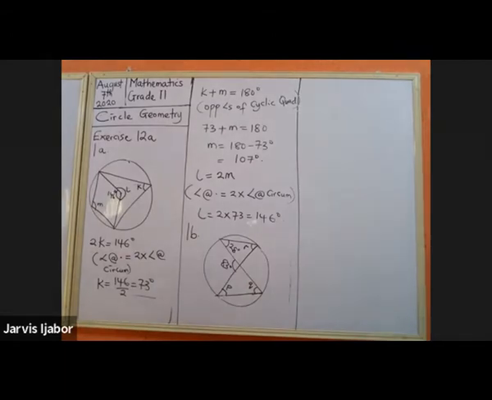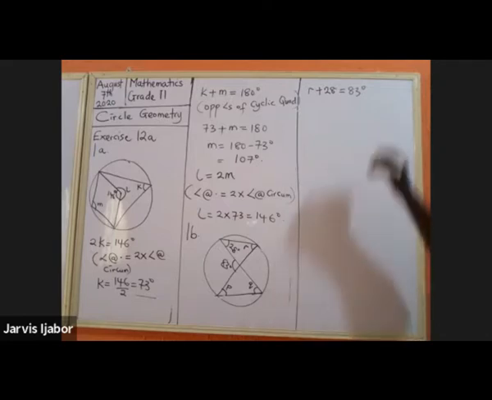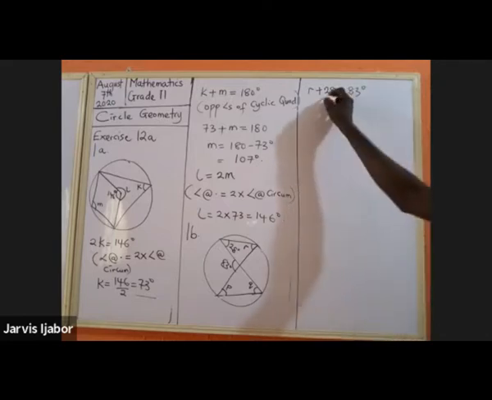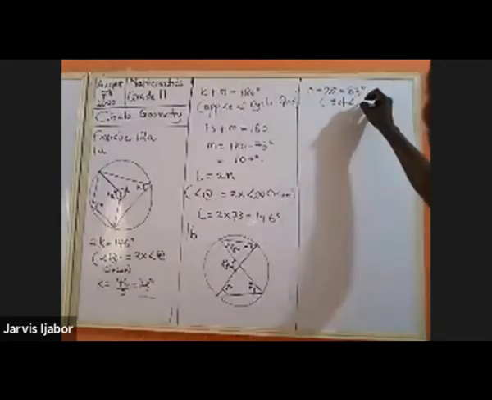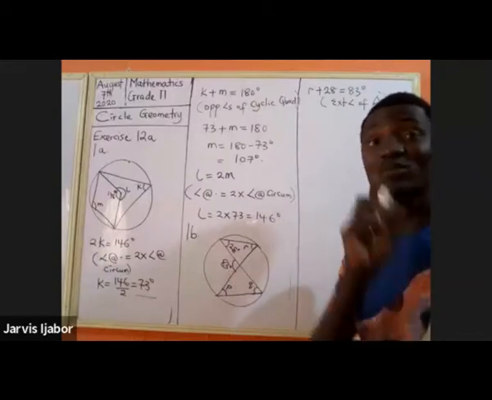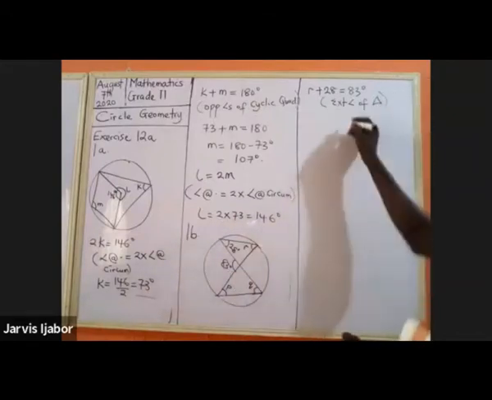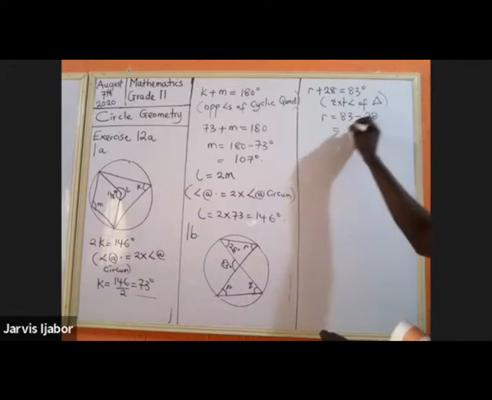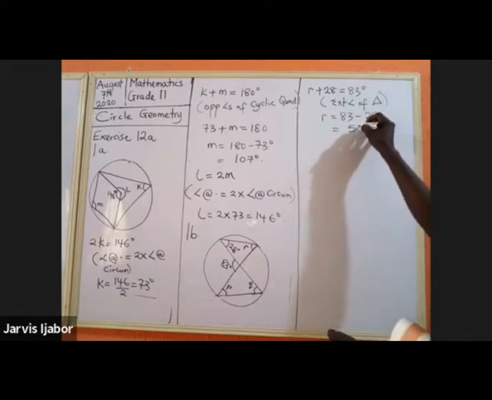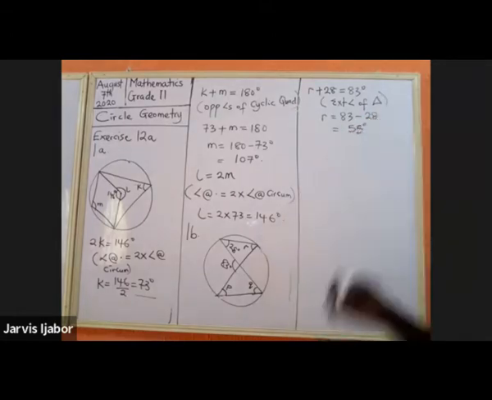Now, how well you do here will depend on what you know. That's why it's a revision. 28 plus R is equal to 83 degrees. What is the reason? Exterior angle of a triangle equals the sum of the opposite interior angles. So that's the rule I'm applying here, and that's why you need to rewatch this video very, very well. So that will give me R equal to 83 minus 28. And that will give me 55 degrees.